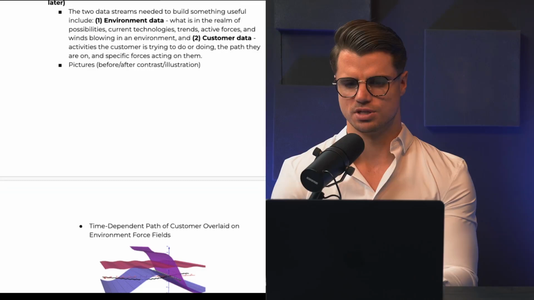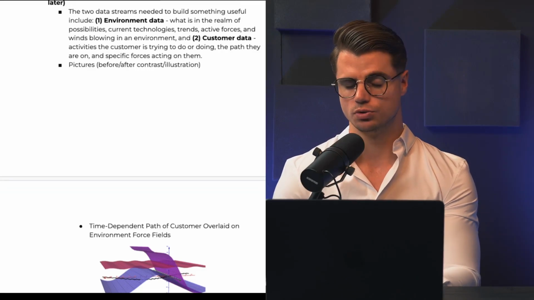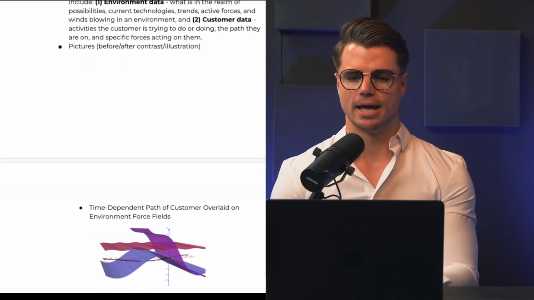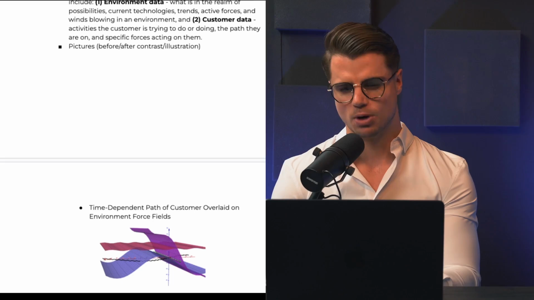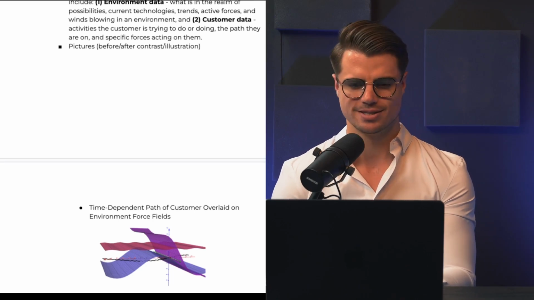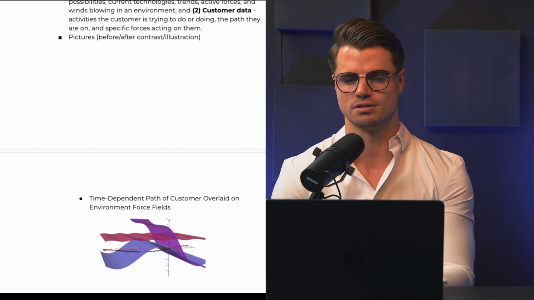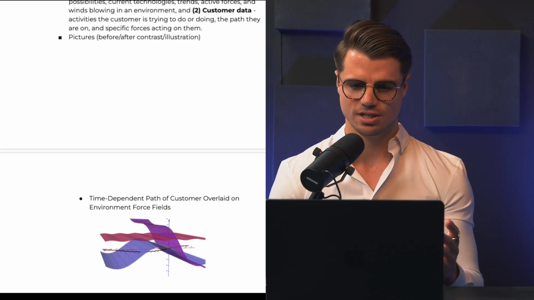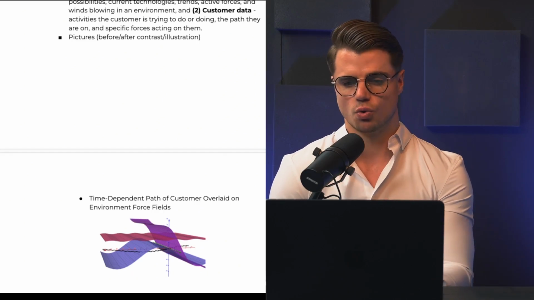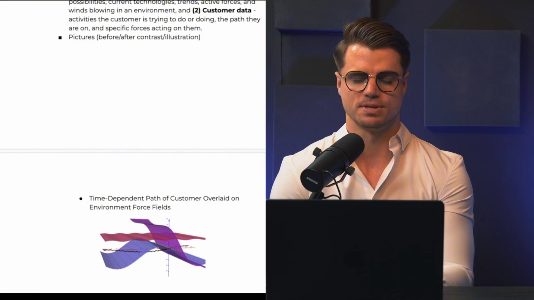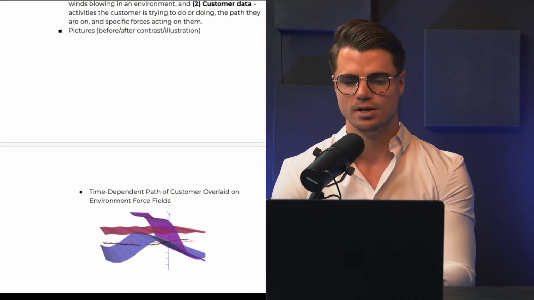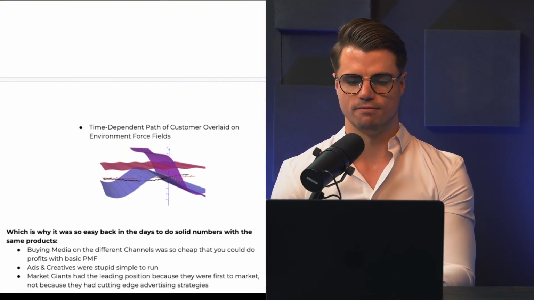The two data streams needed to build something useful include, number one, environmental data, and what is in the realm of the possibilities: current technologies, trends, active forces, and winds blowing in the environment. And number two is customer data. So this is activities which the customer is trying to do, or the path that they are on, and specific forces acting against them. Now you can see this here in this visual.